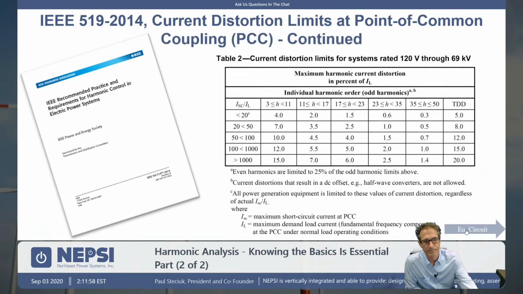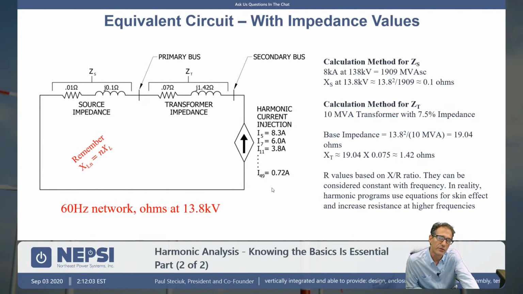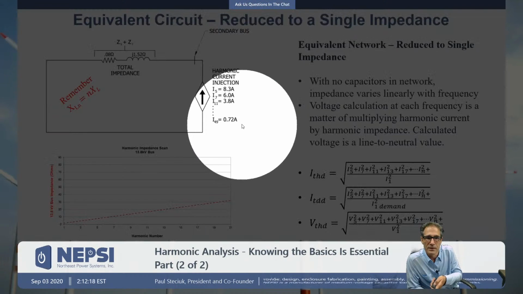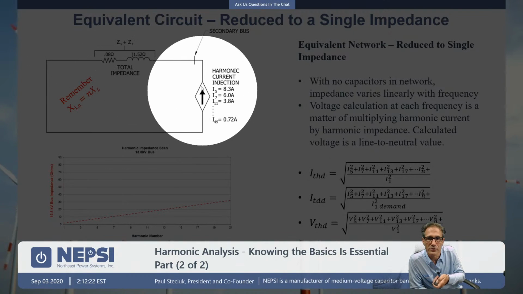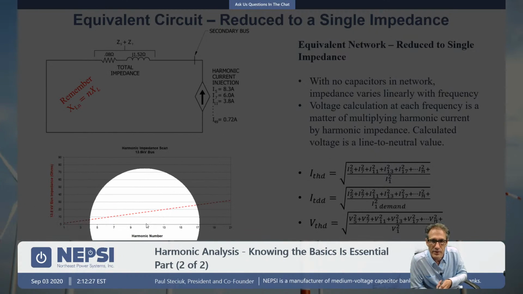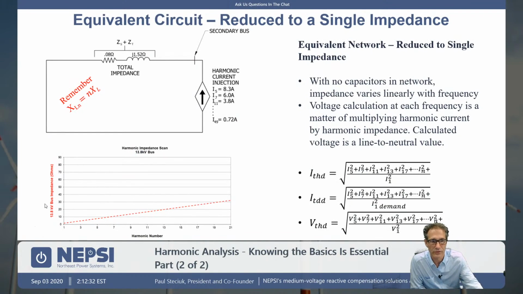So just kind of going back. We took a standard system and we developed the equivalent model for it, and we reduced that to a single impedance, and we developed a straight line impedance curve here, which is basically the impedance looking into the circuit here. So we got harmonic number versus ohms here. Okay, so a Thevenin equivalent is what we're looking at.